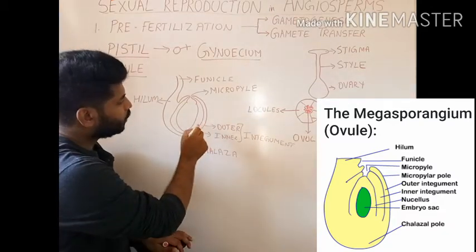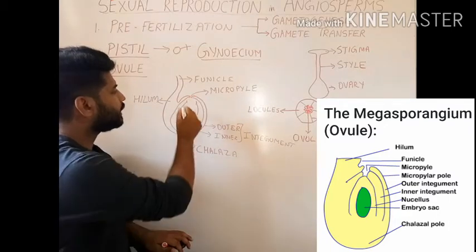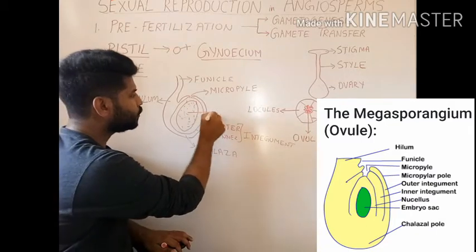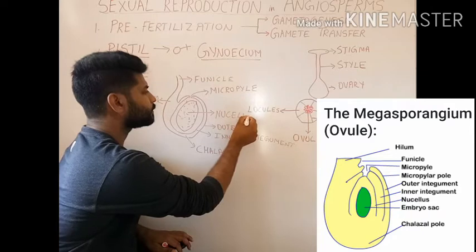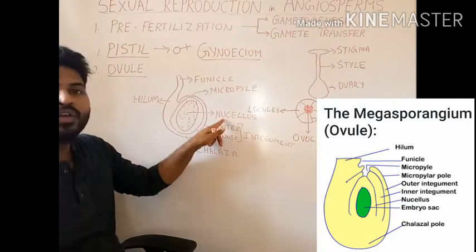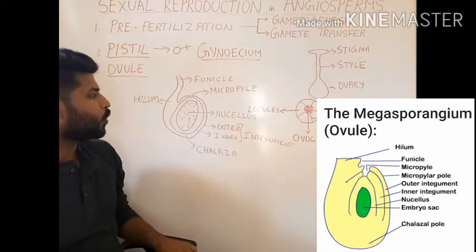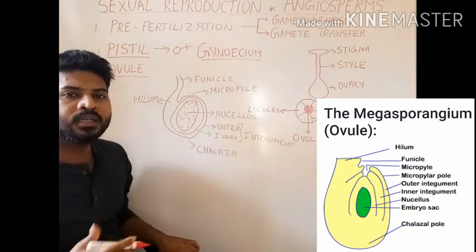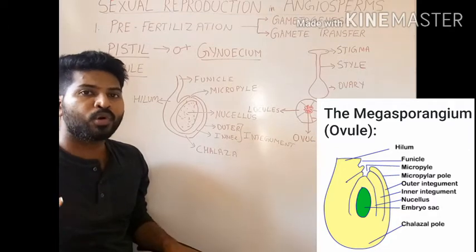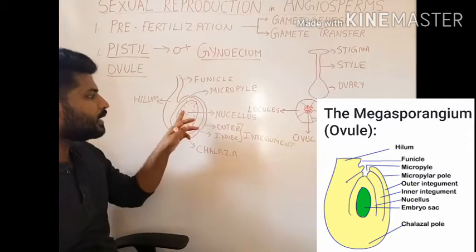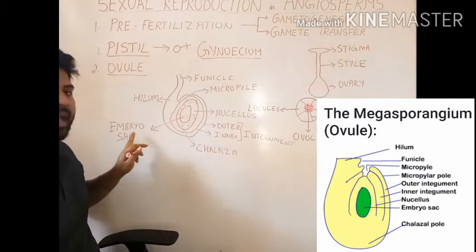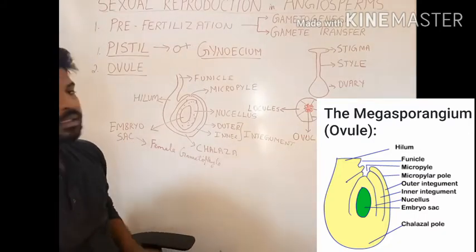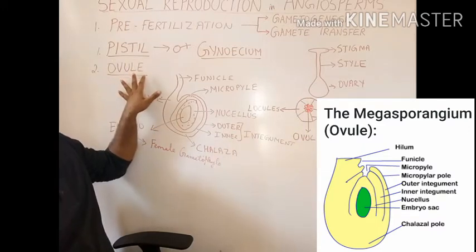Now, inside the outer and inner integuments, there is a mass of cells. This tissue is called the nucellus. It is rich in food and nutrients. When the flower matures, inside this nucellus tissue is where the differentiation takes place. Like in the anther, we have the sporogenous tissue where gametogenesis takes place. Similarly, in the pistil, the nucellus produces a structure called the embryo sac. This embryo sac is our female gametophyte. This is the general structure of a megasporangium or an ovule.